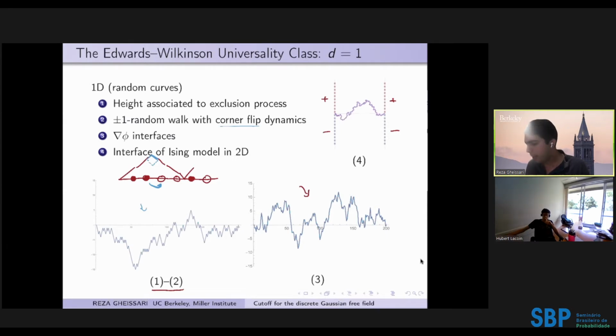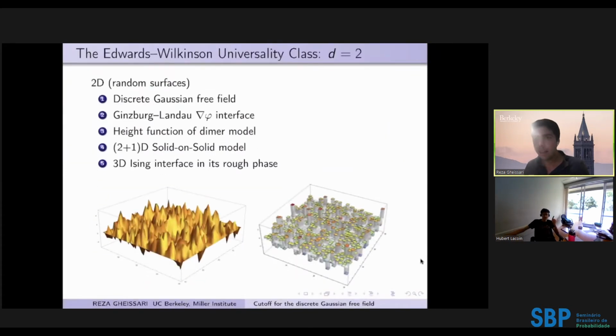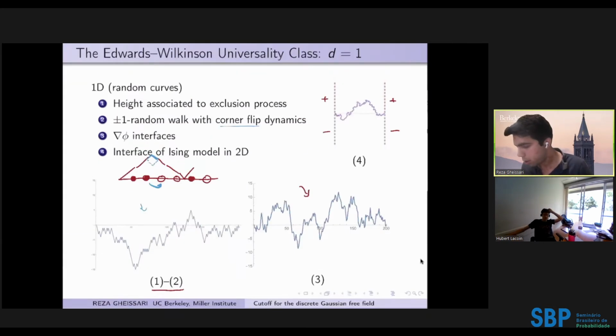Okay. In dimension 2, in the first case, you mean supercritical? Yes, I guess supercritical is the model, right? Low temperatures. Yeah, low temperature. Yeah, that's right.